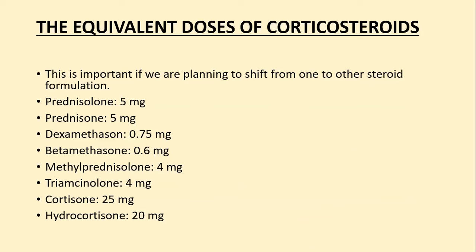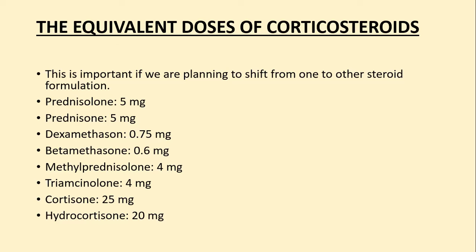Equivalent doses of corticosteroids. There are many corticosteroids in the market, and sometimes you have to interchange between the different steroid preparations. So what will be the formula? Prednisolone 5 mg is equal to prednisone 5 mg, and this is equivalent to dexamethasone 0.75 mg or betamethasone 0.6 mg. Both the dexamethasone and betamethasone tablets are available in 0.5 mg. So just remember that 5 mg of prednisolone is equal to 0.6 mg of betamethasone. So for the equivalence, calculate accordingly.